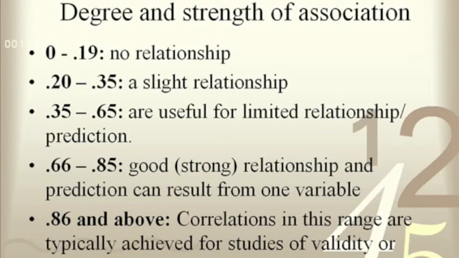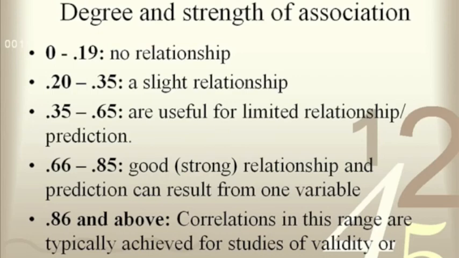If it's 0.20 to 0.35, there's a slight relationship. There's something there, but not too much. 0.35 to 0.65, some relationship, limited. It can be predicted for something. It's okay. 0.66 to 0.85 is good, a strong relationship. If we're going to try to use something for prediction, they actually can use it. We can predict Y based on X.